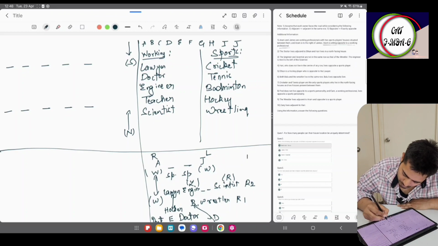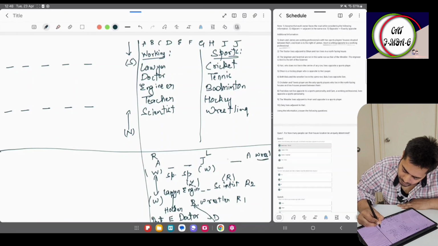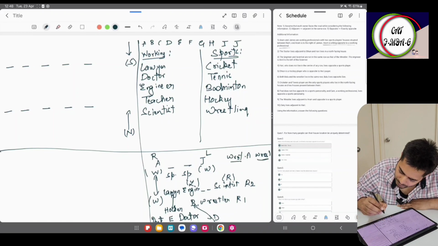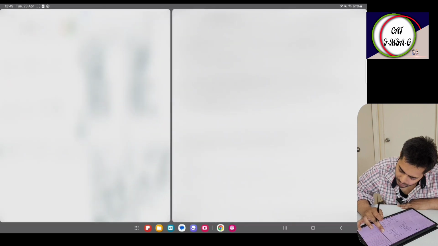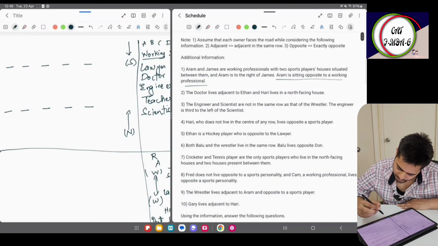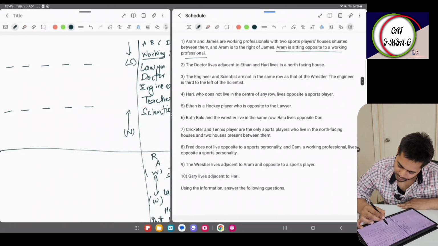So Aram and wrestler, or wrestler can be left or right. Gary lives opposite to Harry. So GH or HG. Okay. And what else clue is given? Clue is given about Fred does not live opposite a sports personality, and Cam is a working professional, lives opposite a sports personality.